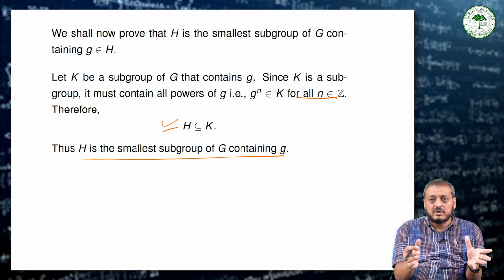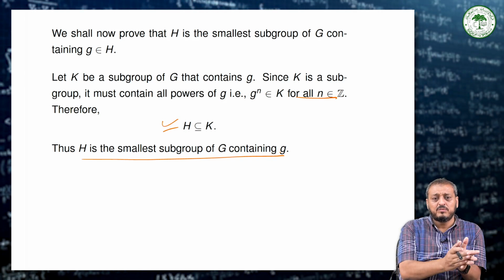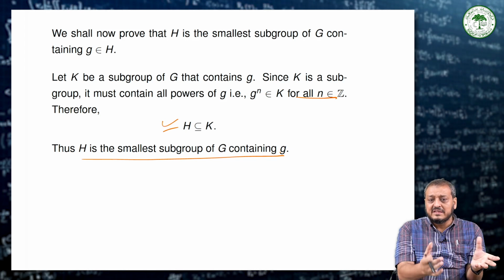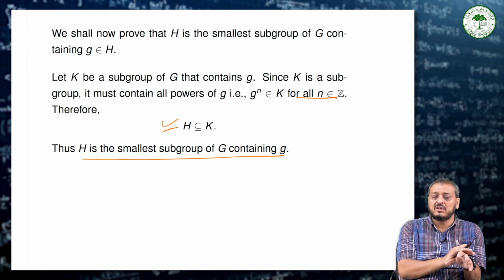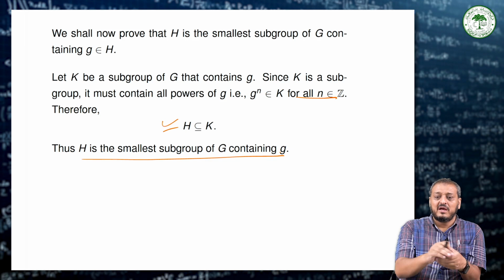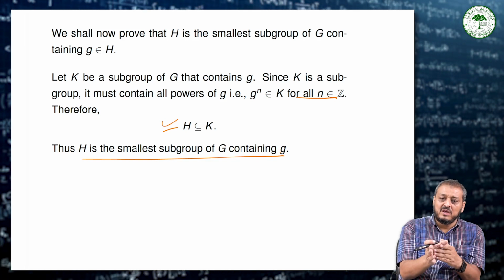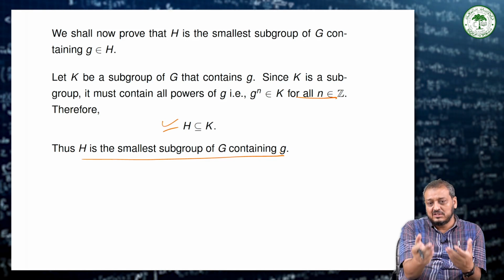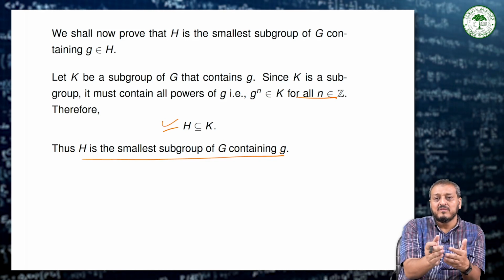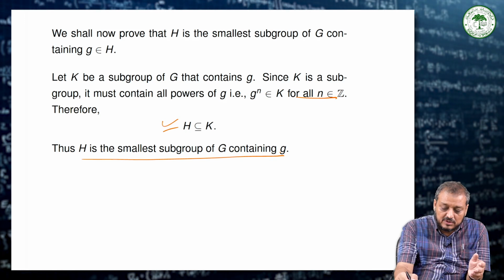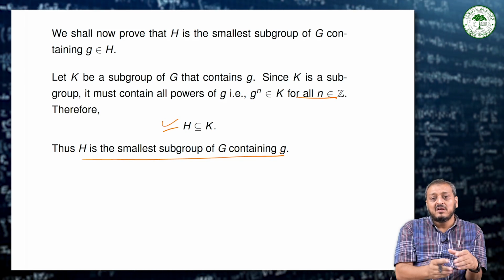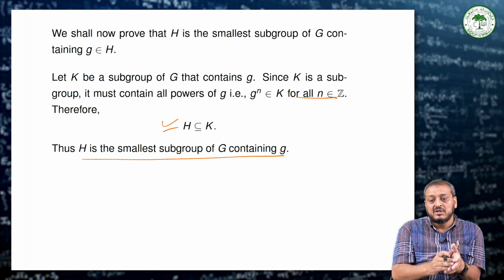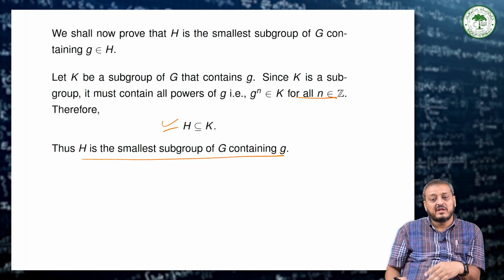So if we take any other subgroup K of G that contains g, and K is a subgroup, it must contain all powers of g, and that means g to the power n belongs to K. And g is an element of H, and we have to show that the powers of g are also in K. So this means H is a subset of K, and H is the smallest subgroup of G containing g.